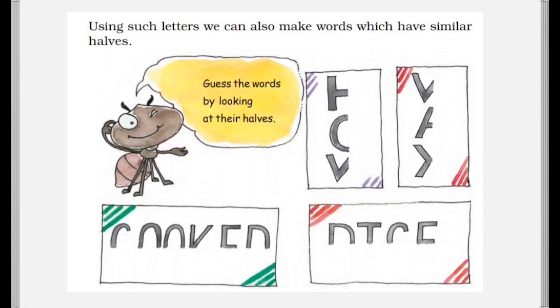Okay, so we'll move ahead now. Using such letters we can also make words which have similar halves. Okay, so if we complete these words, this is H, then an O, followed by a W, and the word is how. Then we again have a W, A, and X, which forms wax.